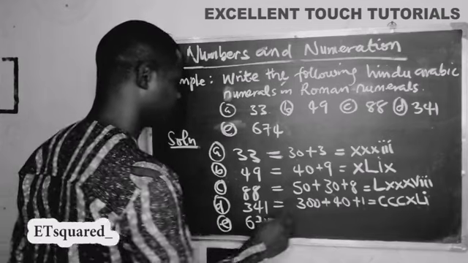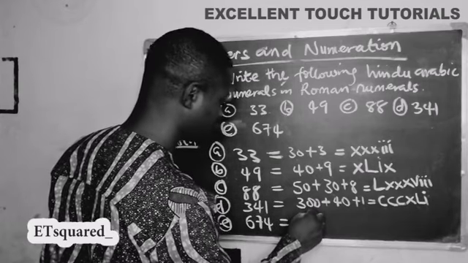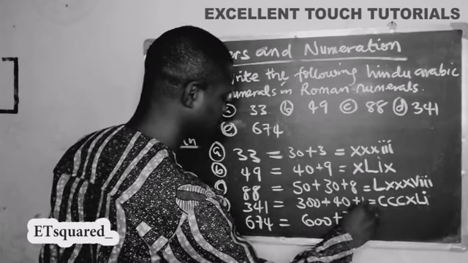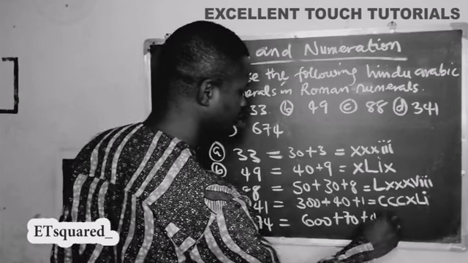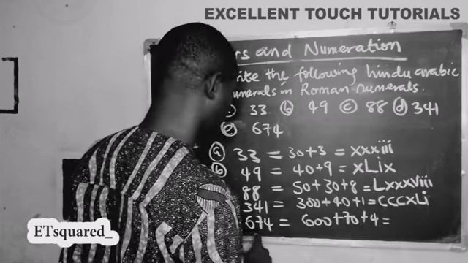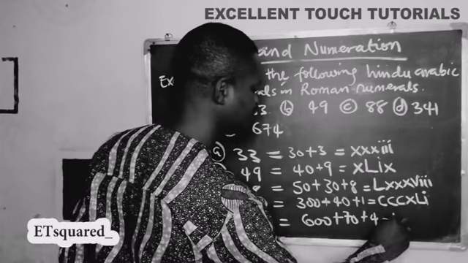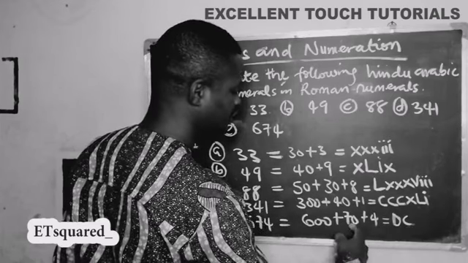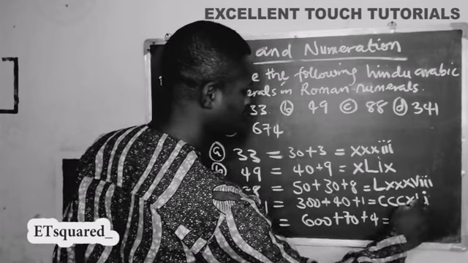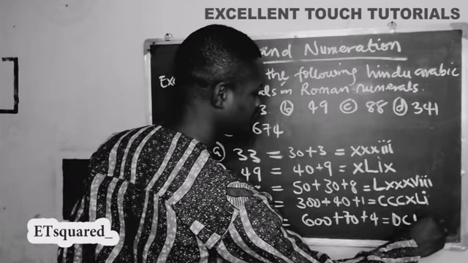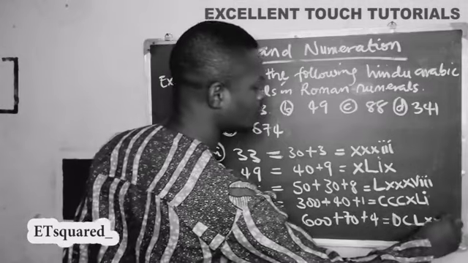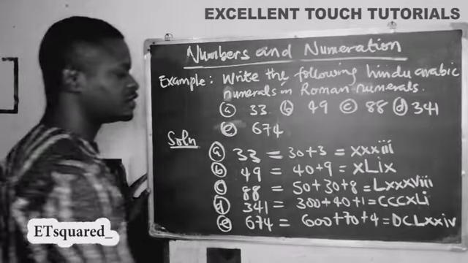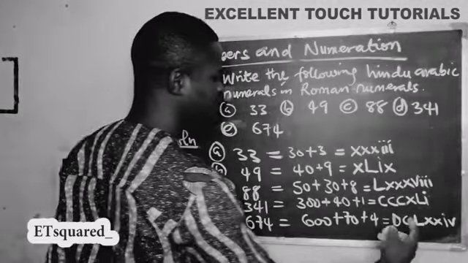674. 674 is the same thing as 500 plus 100, which is 600, then plus 70, then plus 4. And that will give us: 600 is DC, because 500 is D and 100 is C. Then 70 is 50 L plus 20, which is XX. And then 4 is IV. So 674 is DCLXXIV.